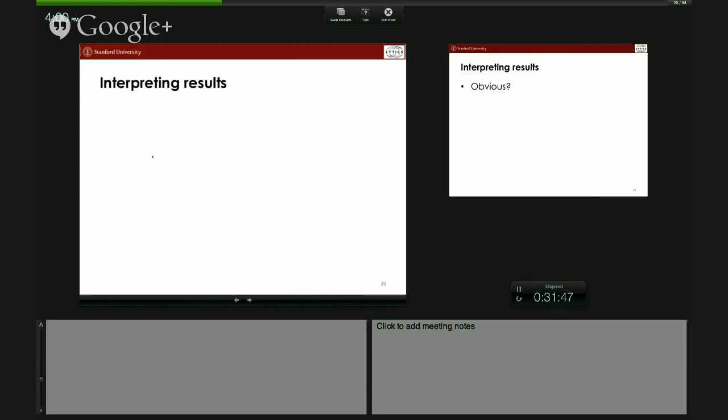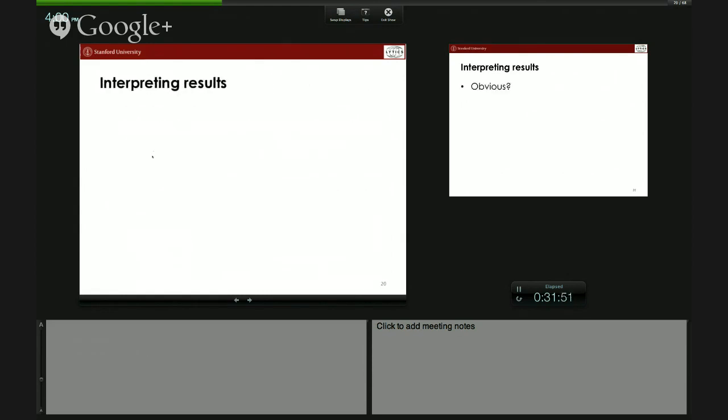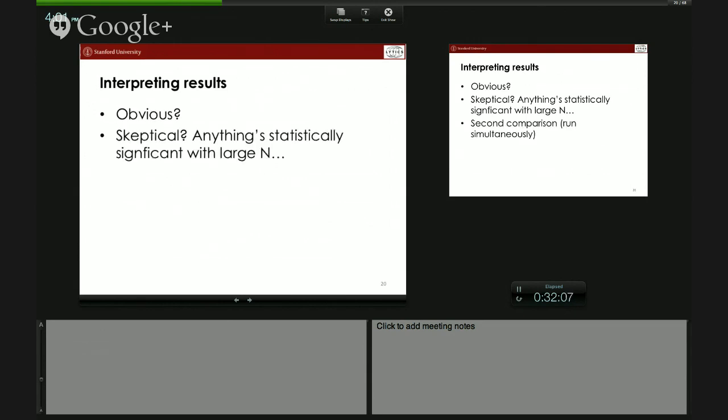Okay, so in terms of thinking about those results, what might people think? Or what do you all think? Maybe if you're a bit skeptical, you think, well, that's obvious, right? You showed a message, people worked hard, they did better. I think you're probably less susceptible to that because you're a psychologist and you know how hard it is to get an effect. It seems obvious. Another thing you could say is, well, anything is statistically significant with that large of an N.